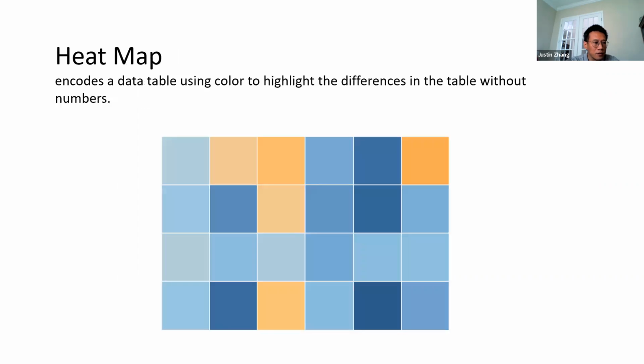Heat map. Heat maps are used to encode data using color to highlight the differences in the table. So the intensity of the color hues actually indicate the numbers and the differences of these numbers. It's based on the actual values in the table. Then the values can be converted to different colors.